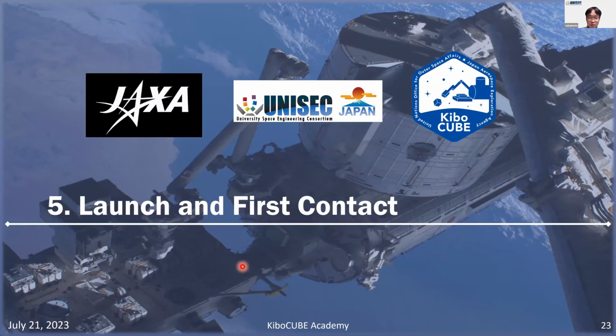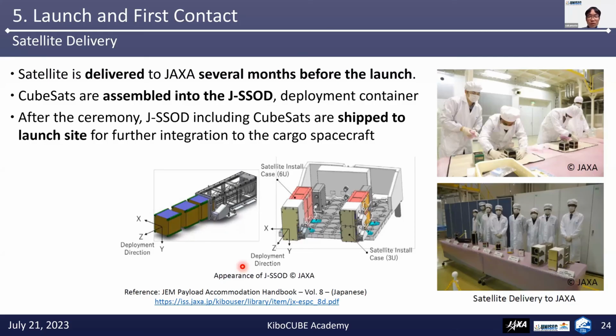Okay, we proceed to step 5, launch and first contact. I will talk about the case when we use the ISS Kibo satellite deployment service. The satellite should be delivered to JAXA several months before the launch, and CubeSats are assembled into the JSSOD. Several types are already released. This is a very old type, and it can contain a maximum of 3 unit CubeSats. So 1 unit, 3 PCs, or 3 unit CubeSat, only 1 PC can be contained.